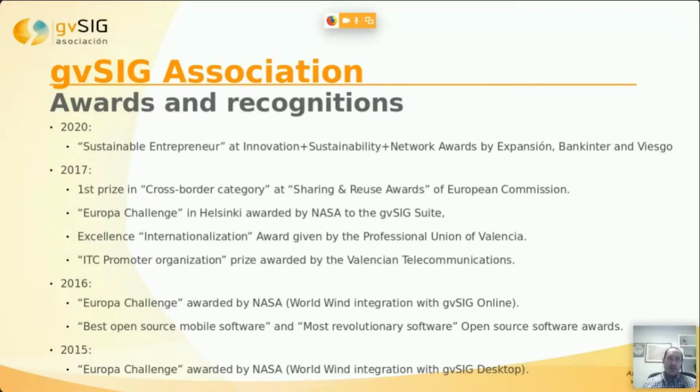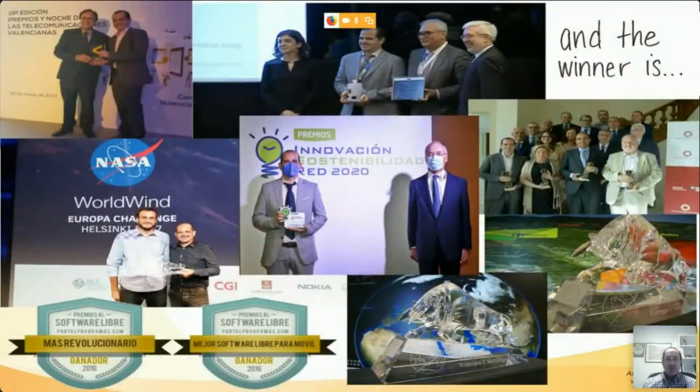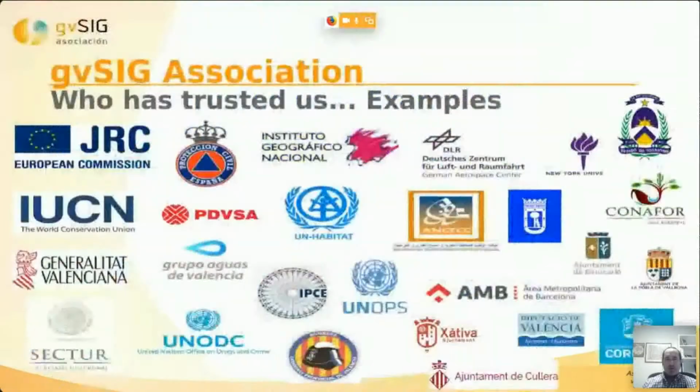Here you can see several awards that have recognized the project. The most important was the first prize in the cross-border category at the Sharing and Reuse Awards by the European Commission. And 2 weeks ago, the gvSIG Association received another award for best small and medium enterprise at the Innovation, Sustainability and Network Awards by different entities. Here you can see several screenshots of the awards.